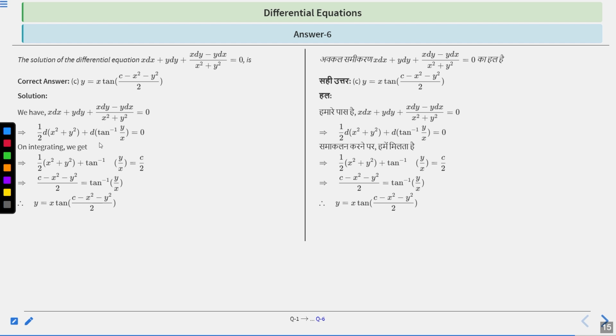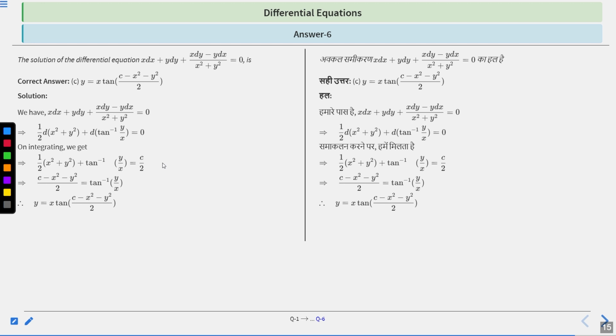Since we have the equation x dx plus y dy plus (x dy minus y dx) upon (x square plus y square) equal to 0. See, x dx plus y dy can be written as 1 by 2 into (2x dx plus 2y dy). And 2x dx plus 2y dy is basically d of (x square plus y square), right? Therefore, it is 1 by 2 d of (x square plus y square). And (x dy minus y dx) upon (x square plus y square) can be written as d of tan inverse y by x, right?